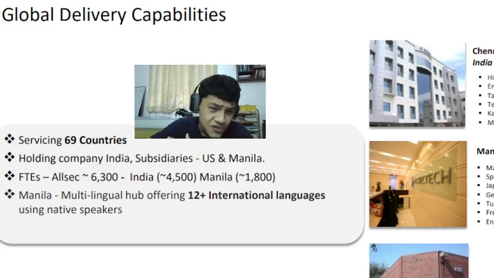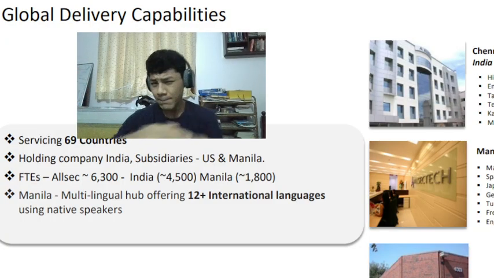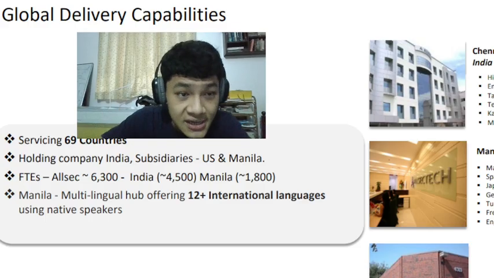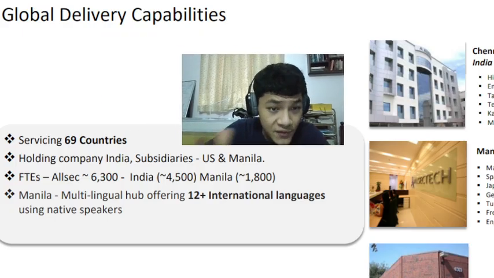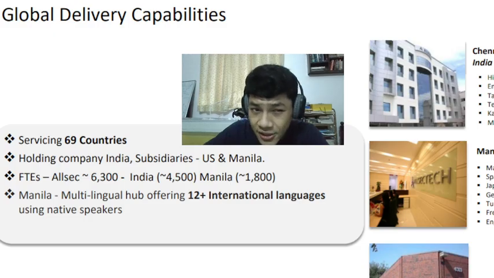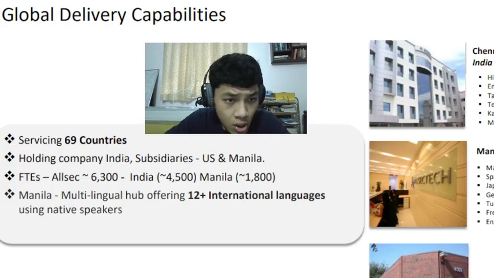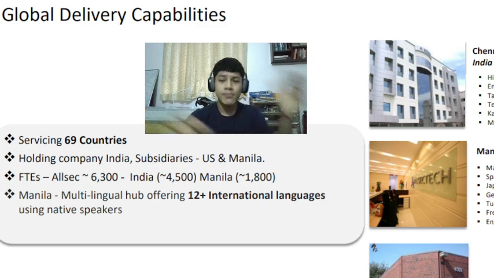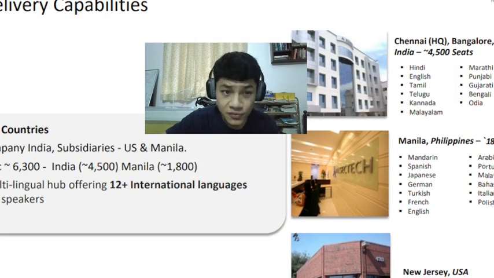Now, FTEs. This term FTE means full-time equivalent, but for the sake of simplicity, we will consider this as the employee count, all right? They currently have 6,300 employees overall. Around 4,500 of them are in India and 1,800 of them are in Manila, Philippines. This 6,300 used to be 5,600, so there has been an increase in the number of employees. So they are engaged. They have many of the employees in Manila, Philippines also.